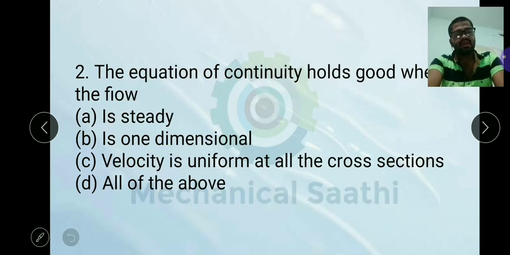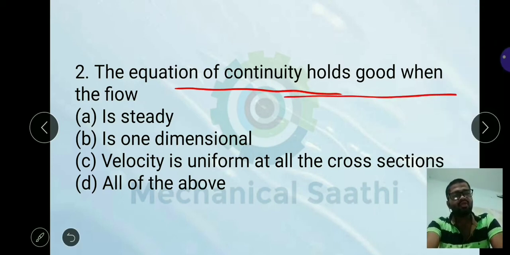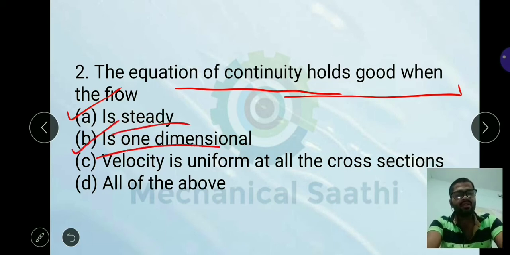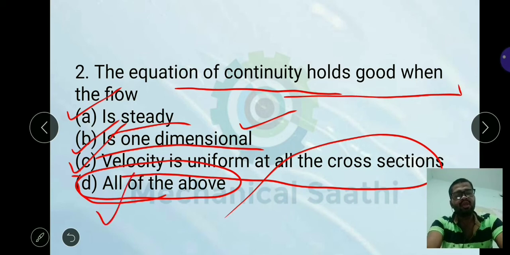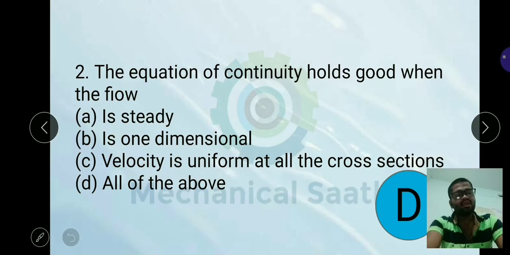Moving next, the equation of continuity holds good when the flow is... what are the assumptions of the equation of continuity? A is that the flow must be steady, and B is that one dimensional flow will be occurring there, and that will also be correct. Then C is that the velocity is uniform at all cross sections, so uniform velocity should be there, so C is also correct. So we can say all the above options are correct, so D will be the right one here. Moving next, D will be the correct one here.